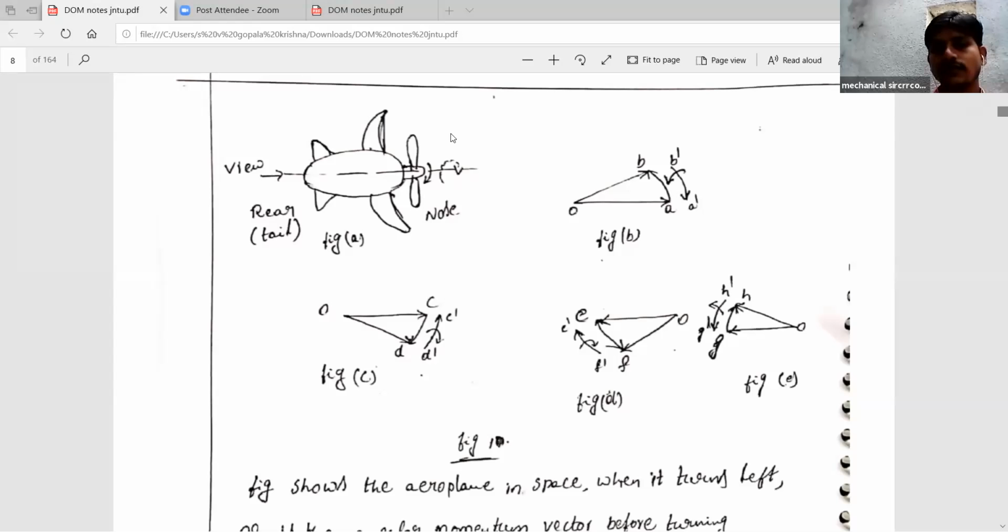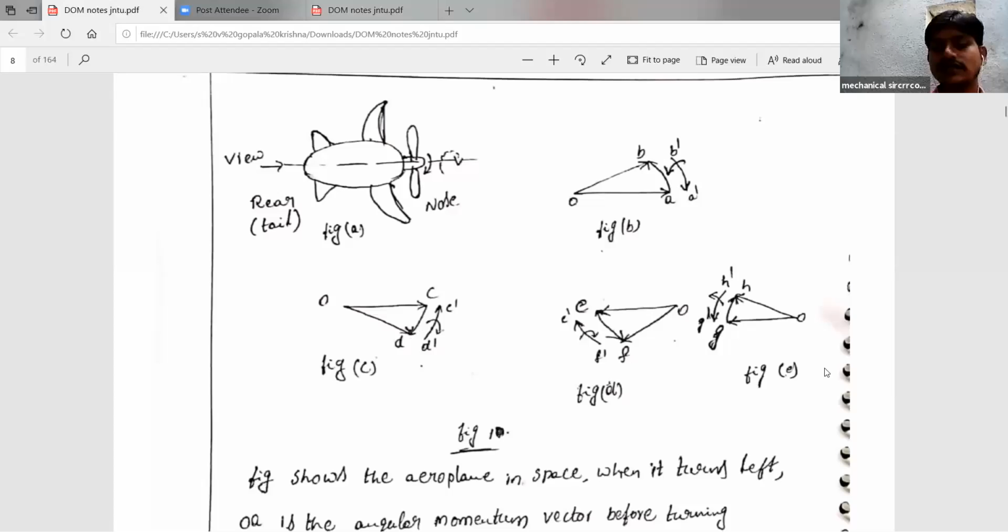All of you observe that. So the direction of rotation is clockwise and the turning movement is a right turn. Both are in the same direction. When the turning movement and the direction of rotation are in the same direction, the effect is to dip the nose and raise the tail.